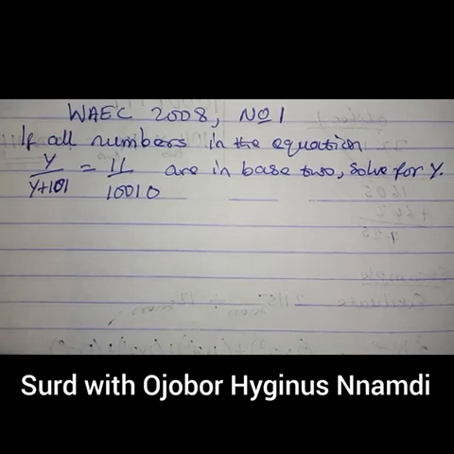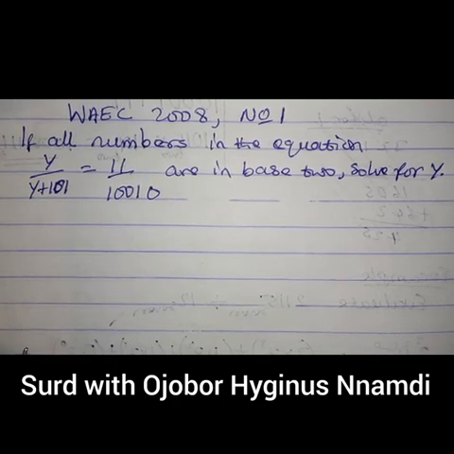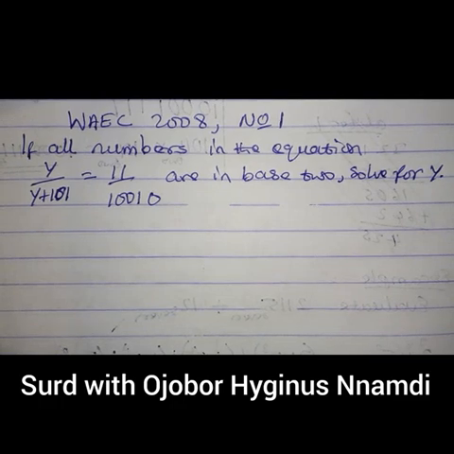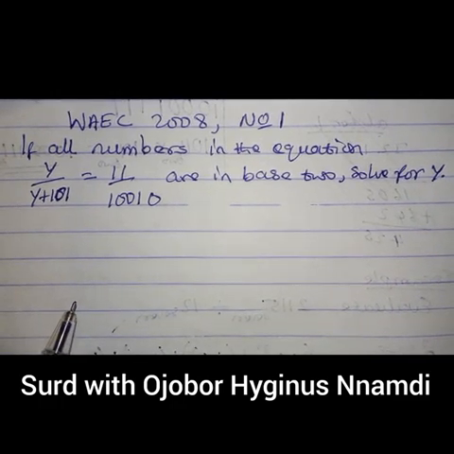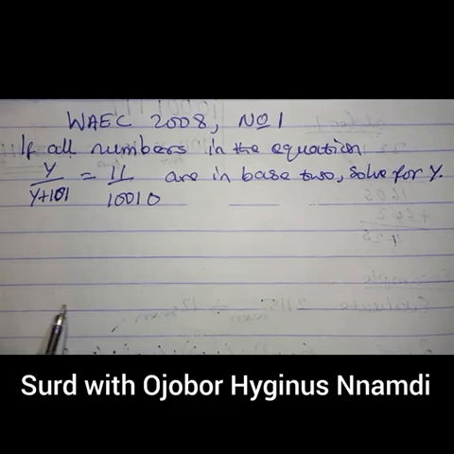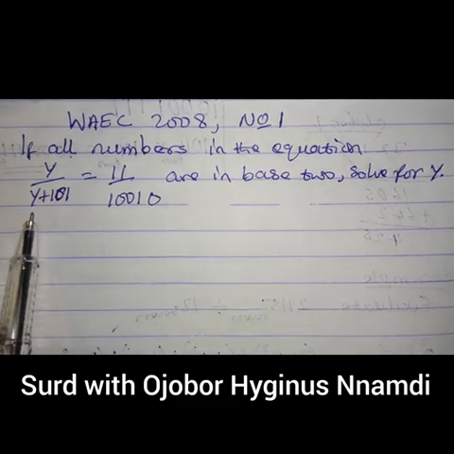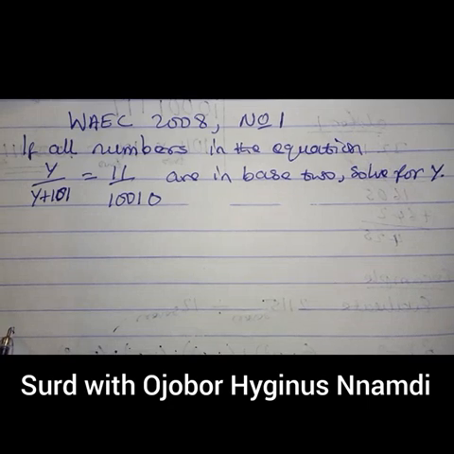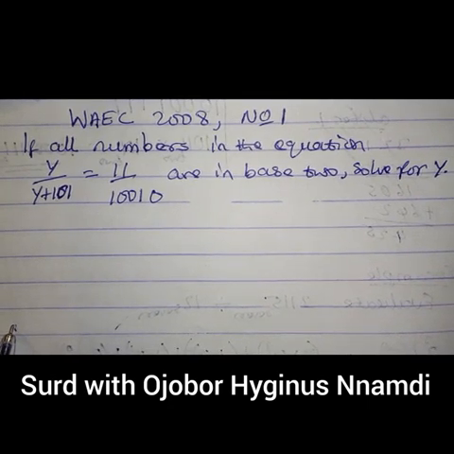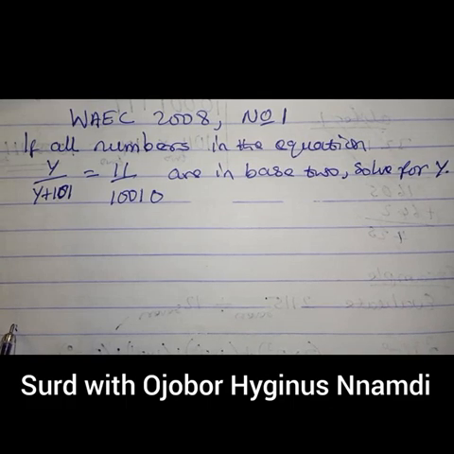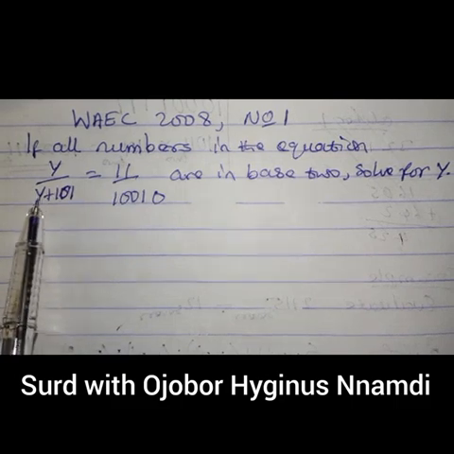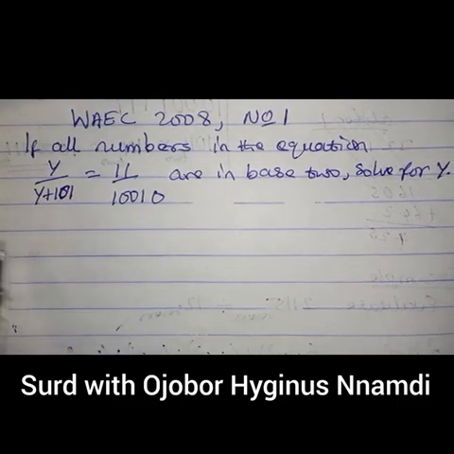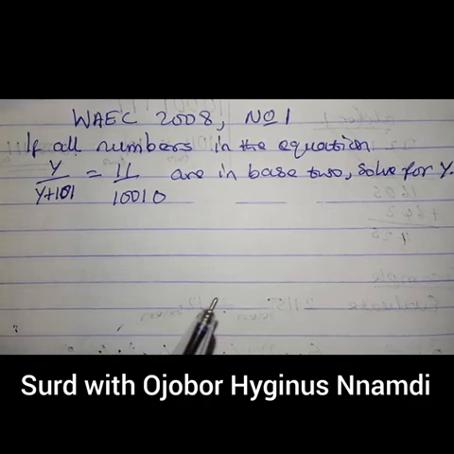Another question from WAEC 2008, number 1 question that year. It says if all numbers in the equation y over 1 plus 101 equals 11 over 10010 are in base 2, solve for y. Now you have y in 2 places, we are looking for y. It's just the same thing.